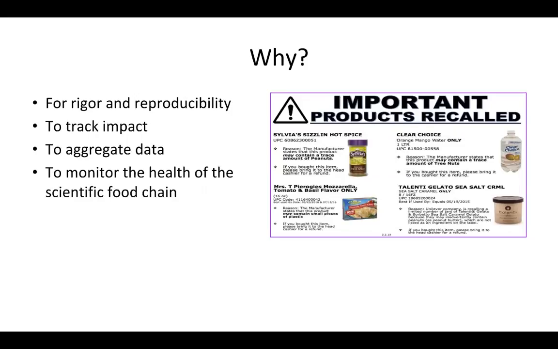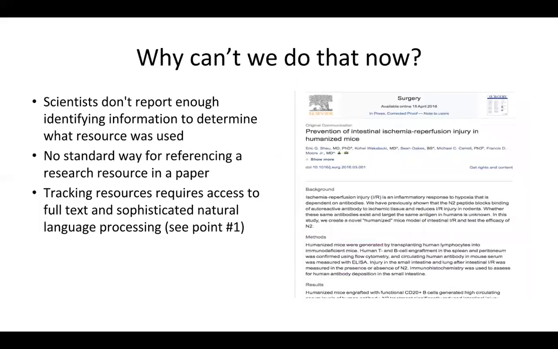And finally, you want to be able to monitor the health of the scientific food chain, as we call it. If you've been following some of the stories about reproducibility, you know that sometimes antibodies don't work as advertised, or that cell lines get contaminated. And currently it's been documented that these things still get reported in the literature because there's no good way to notify readers of a particular article that a problem has been reported. So why can't we do that now?